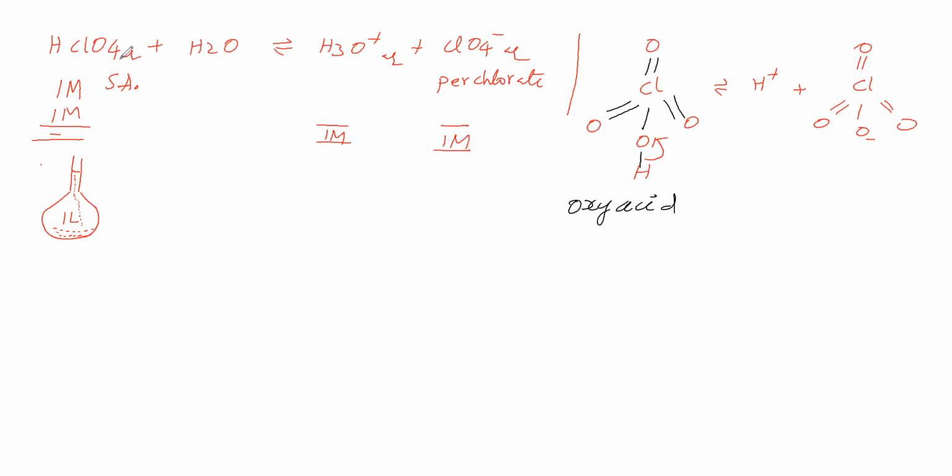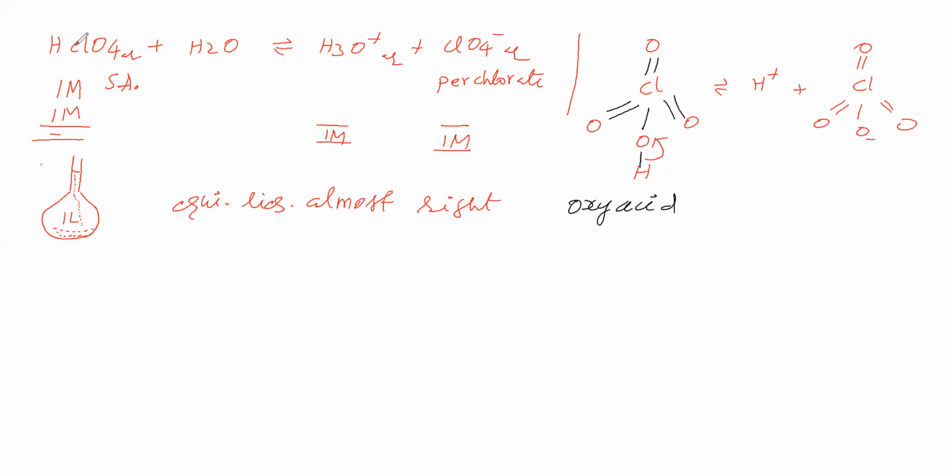So what is a strong acid? One that dissociates completely in aqueous solution. That is called a strong acid. So we can call HClO4 a strong acid because it dissociates completely in aqueous solution. That means in this case the equilibrium lies almost to the right.